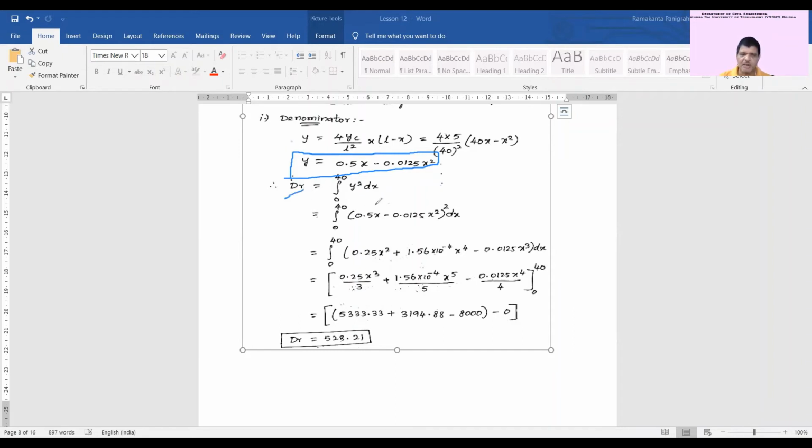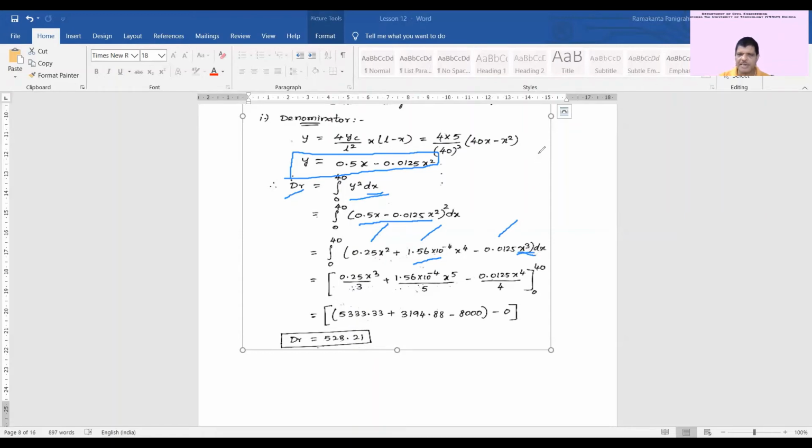Now find the denominator, Dr means denominator, the integral of y square dx. So you have 0.5x minus 0.0125x square, whole square. This is nothing but a minus b whole square, so a square plus b square minus 2ab. Take 0.5 square, that means 0.25x square. Again 0.0125 square multiplied, it will get 1.561 into 10 to the power minus 4 times x to the power 4, because x square is there. And then 2ab means x into x square becomes x cube.